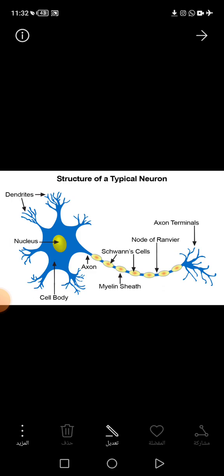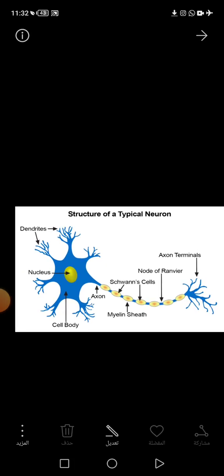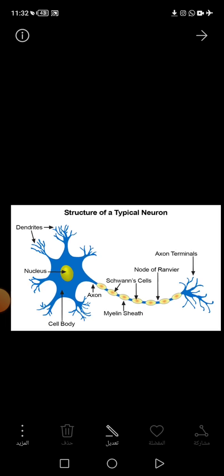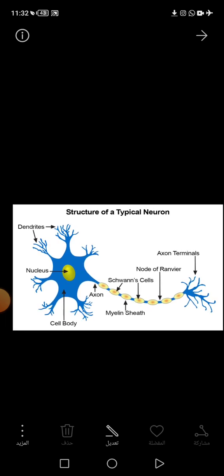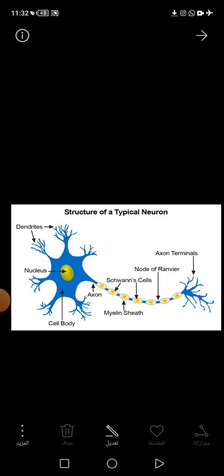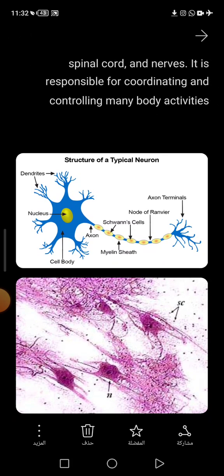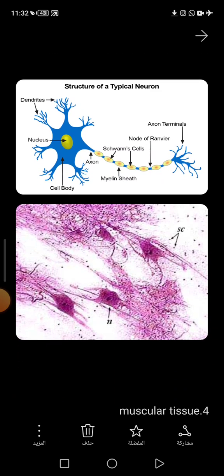We have dendrites, we have a nucleus in every cell, we have the cell body, we have what's called the Schwann cells, myelin sheath, and axon. This long part is the axon, and the axon end is called axon terminals. So as I said, I will explain it in detail after finishing connective and epithelial tissue. I will explain about nervous tissue after knowing the classifications of them.